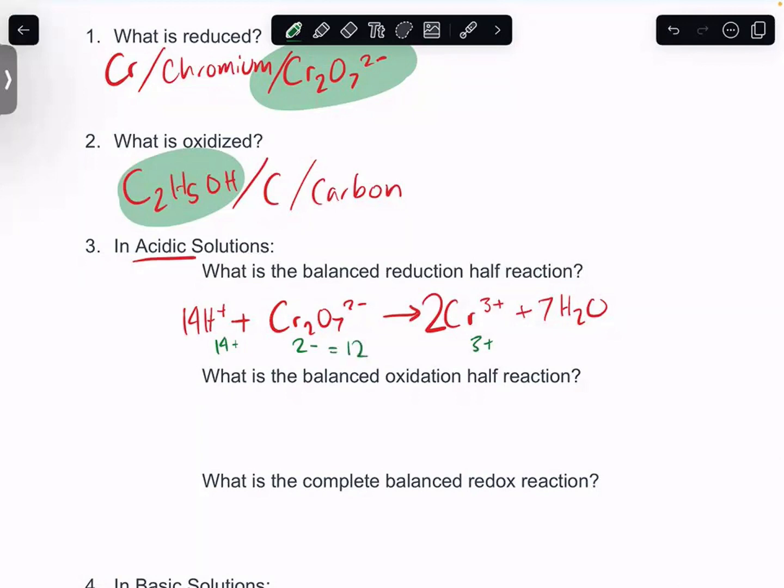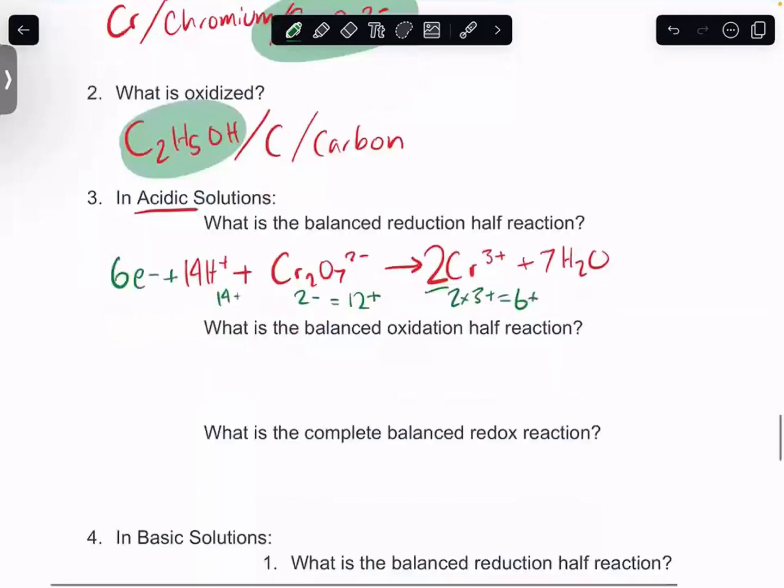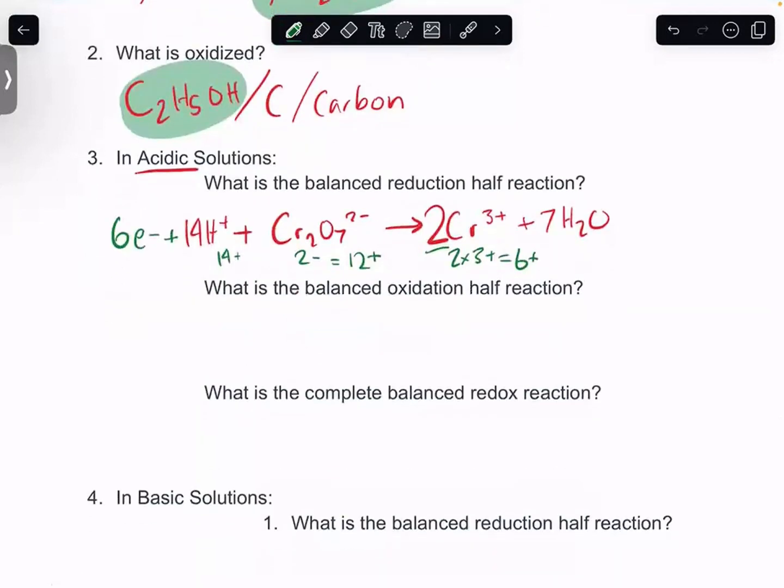Sorry, my mistake. It's not 3 positive. It is 2 times 3 positive to account for our coefficient for a total of 6 positive. So to balance it out, we're going to add 6 electrons to the reactants, and then we have a total charge of 6 positive on both sides. That is our balanced reduction half reaction.